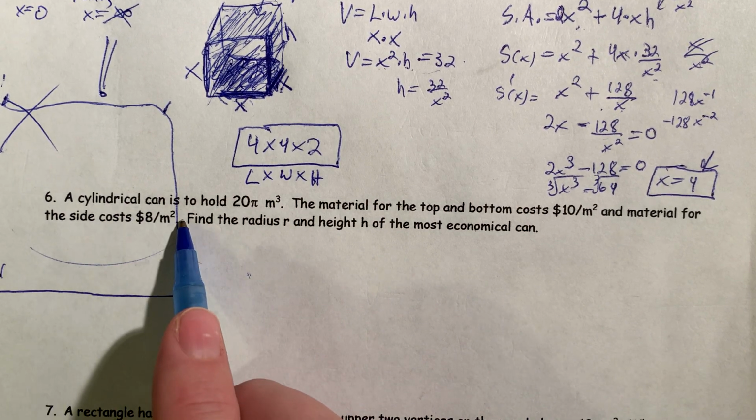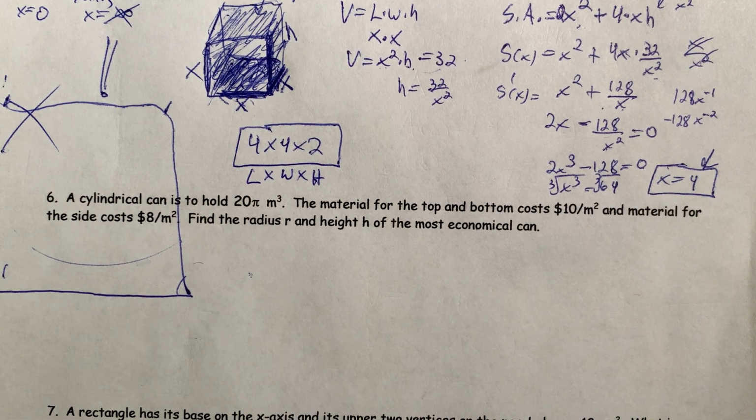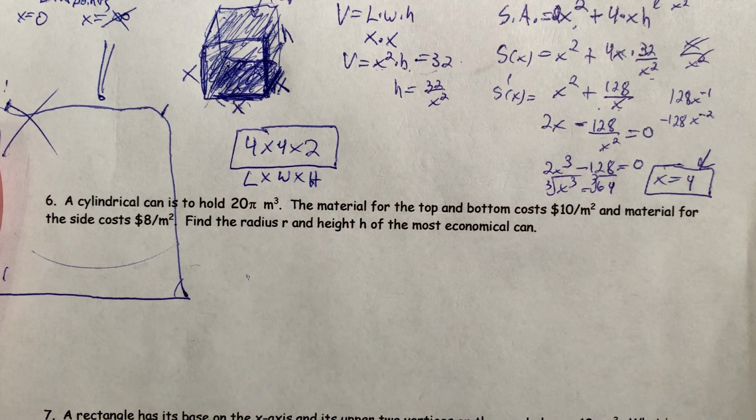A cylindrical can is to hold 20 pi meters. Oh, go ahead and try this on your own. Get as far as you can on your own. Pause it, read it, try it on your own, and then unpause it when you're ready. A cylindrical can is to hold 20 pi meters cubed.